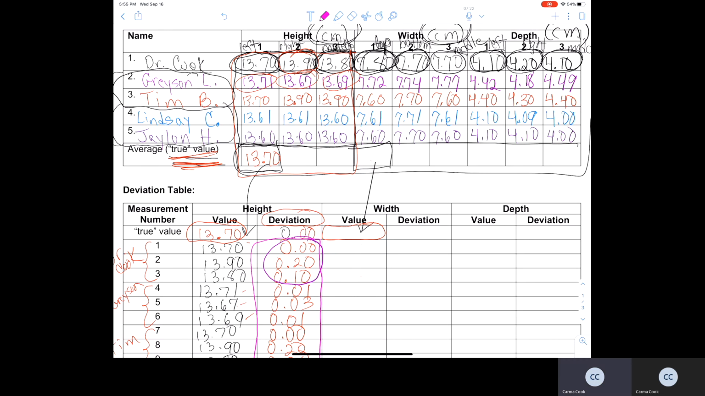And so now we've done deviations. Deviation measures the precision. The precision is a measure of how close your values are to each other. Accuracy, on the other hand, is a measure of how well your measurements compare to the true or the average, which is also called the accepted value. So for accuracy, you have to calculate the percent error.